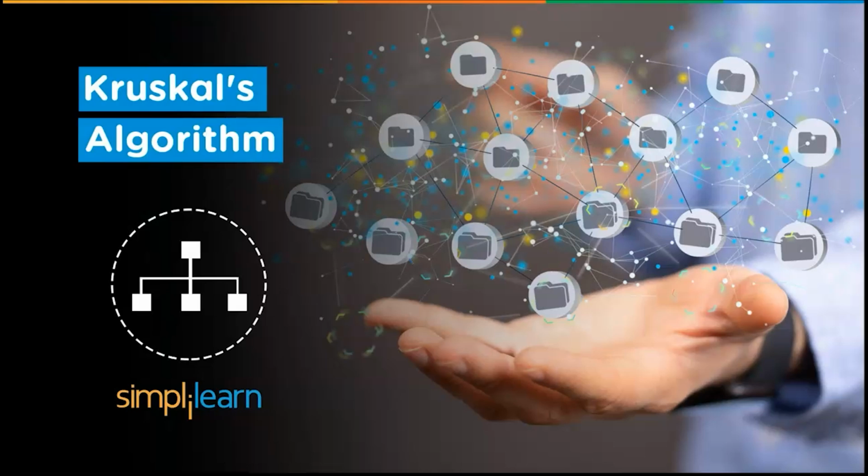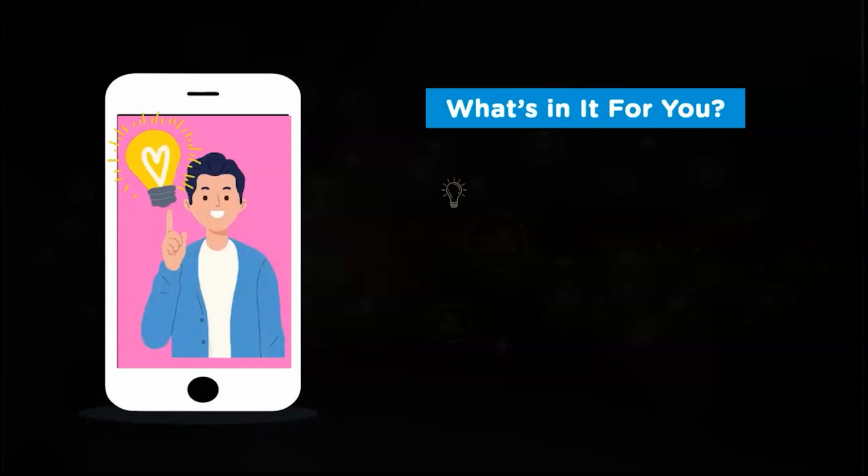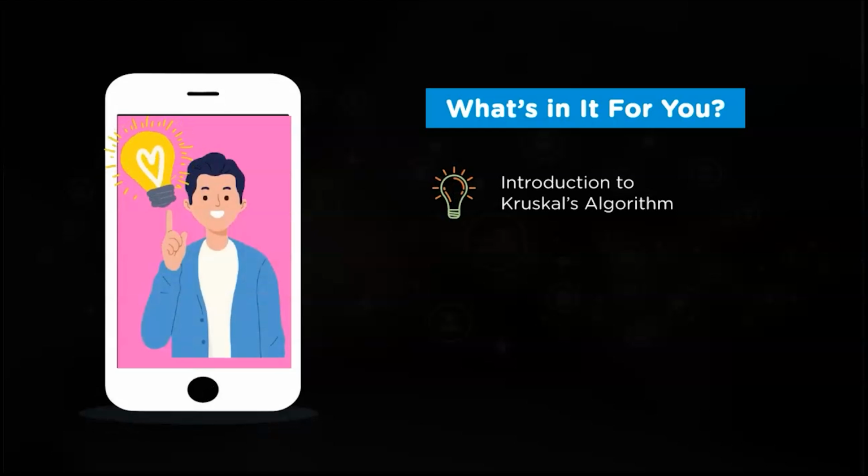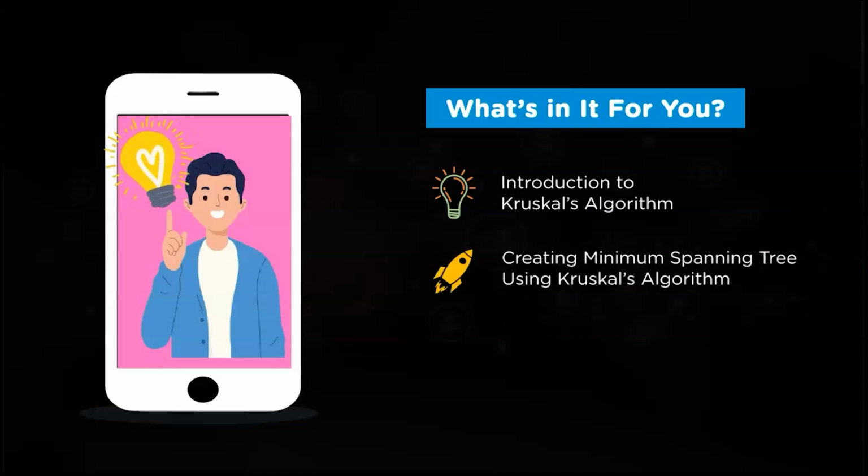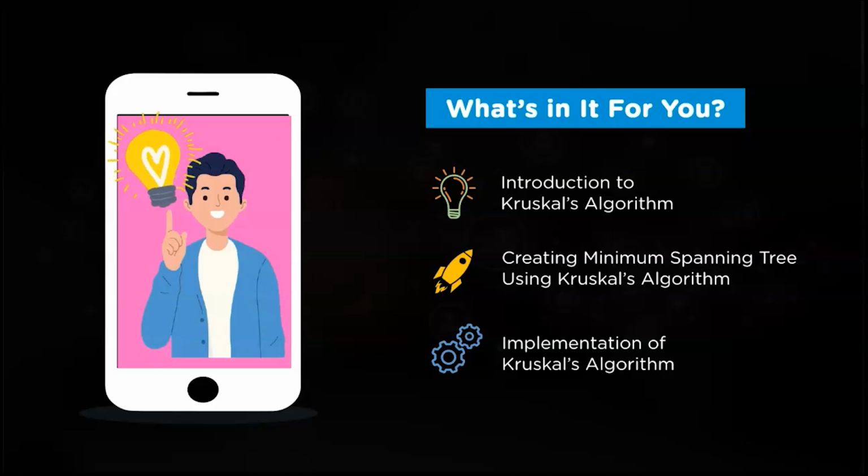Now without any further ado, let's get started with the agenda for today's discussion. We will start this discussion with an introduction to Kruskal's algorithm. Followed by that, we'll understand how we can create a minimum spanning tree for a given graph using Kruskal's algorithm. And finally, we will cover the coding implementation of Kruskal's algorithm using disjoint sets. I hope I made myself clear with the agenda.